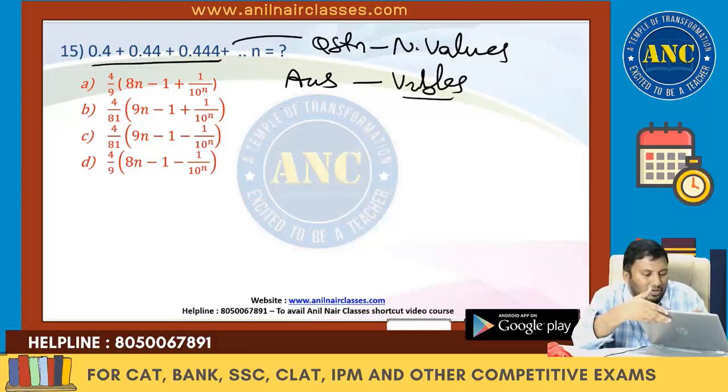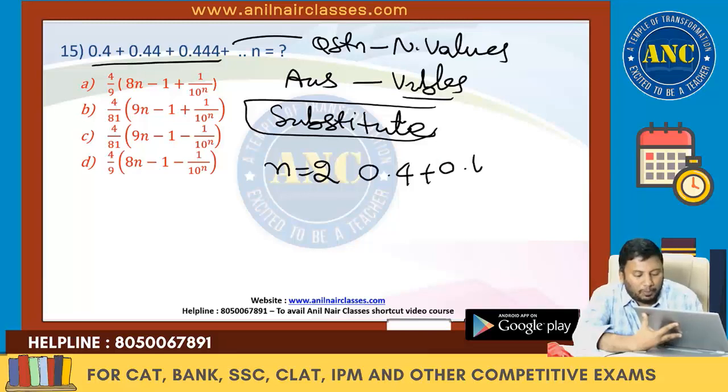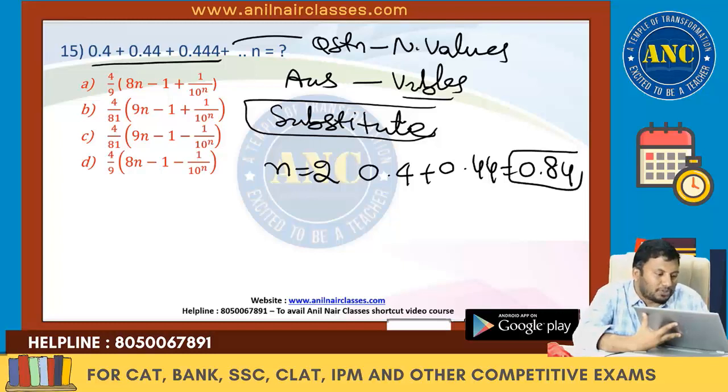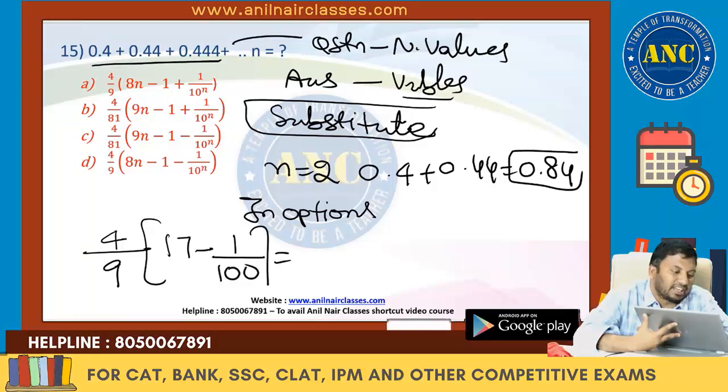Now see here. The best method to solve this question is to substitute. If I substitute n equivalent to 2, this will become 0.4 plus 0.44, which is 0.84. Substitute n equivalent to 2 in the options. 4 by 9 into n2: 9 2s are 18, 18 minus 1 is 17, minus 1 by 10 square is 100. Check which option is giving you the answer.